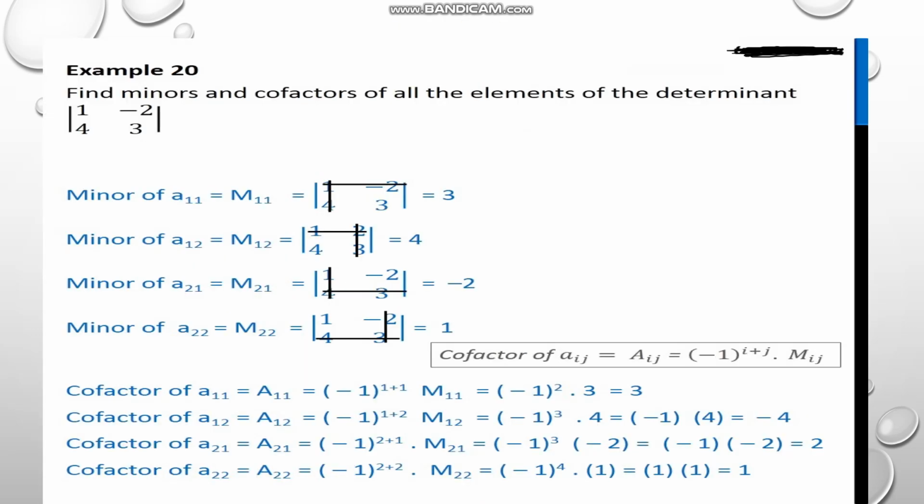See some same type of example: find the minors and cofactors of all elements of the determinant. Go through this question and see whether we are able to find the minors and cofactors or not.